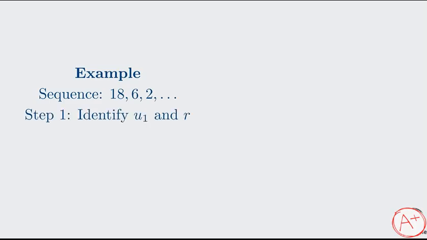Let us apply this to a typical problem. Consider the infinite geometric sequence, 18, 6, 2, and so on. We need to determine if the series converges, and if it does, find the sum. First, we identify our parameters. The first term, u1, is 18. To find the common ratio r, we divide the second term by the first. r equals 6 over 18, which simplifies to 1/3.